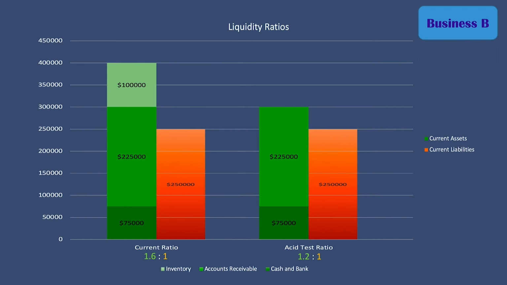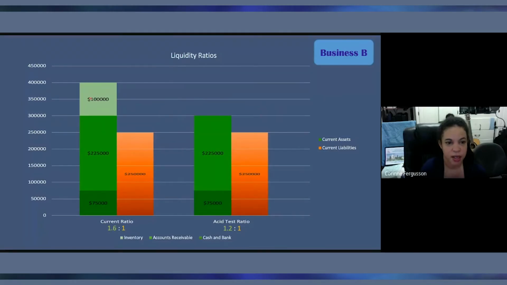So once again, we see it in diagram form. This light one here represents the inventory, which is the difference between the current ratio and the acid test ratio. But you will see in both cases the current assets, which would be the gradients in green, still cover the current liabilities, which is in orange. So for business B, their liquidity is still sufficient. Basically, once it's covering your current liabilities, once it's more.